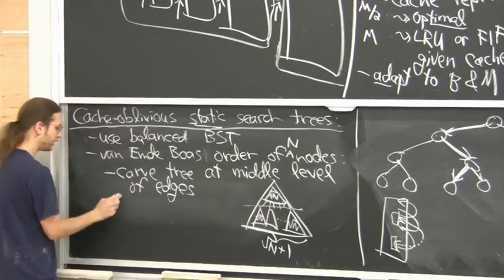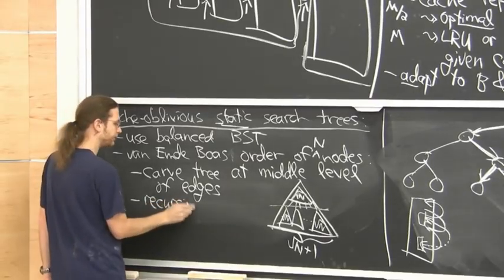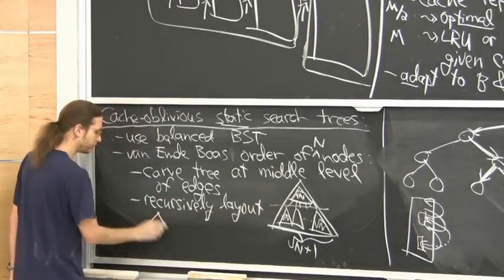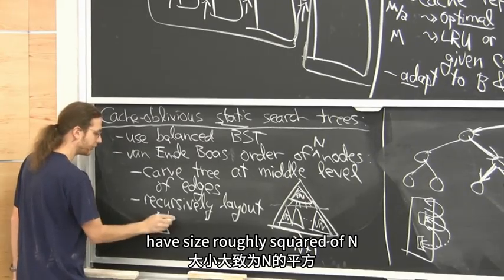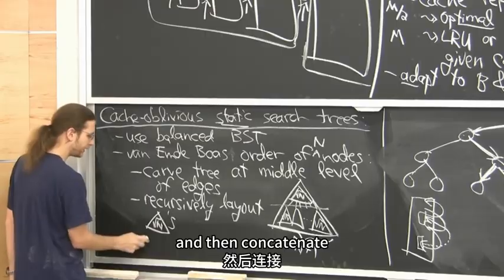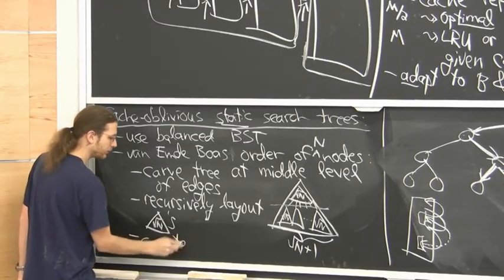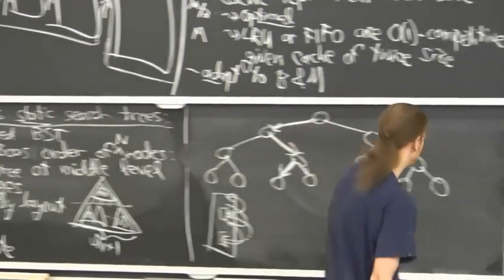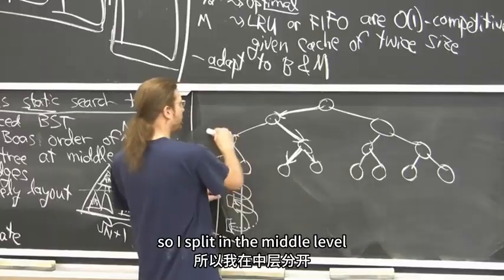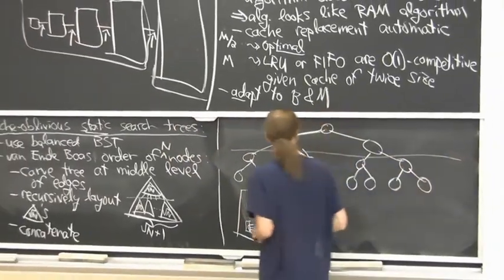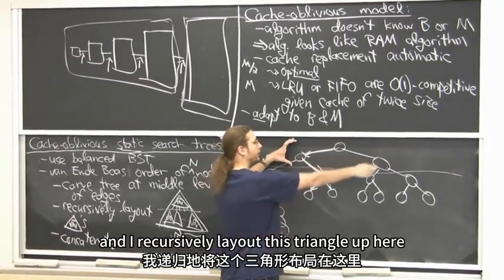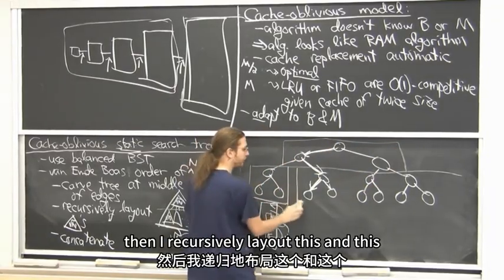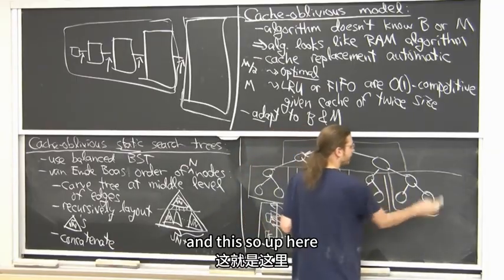Then what we do is recursively lay out those triangles of size roughly square root of n, and then concatenate. It's a very simple idea. Let's apply it to this tree. So I split in the middle level, and I recursively lay out this triangle up here. Draw it as a box. Then I recursively lay out this. Then I recursively lay out this, and this, and this.